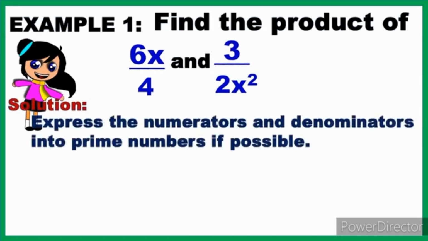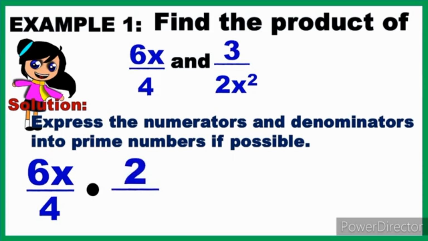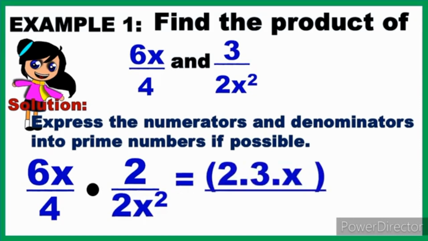Okay, so this is the solution. Express the numerators and denominators into prime numbers if possible. So we have 6x over 4 times 3 over 2x squared, and then it is equal to, we factor 6x, so the factor of 6x is 2 times 3 times x, and then we have 2.